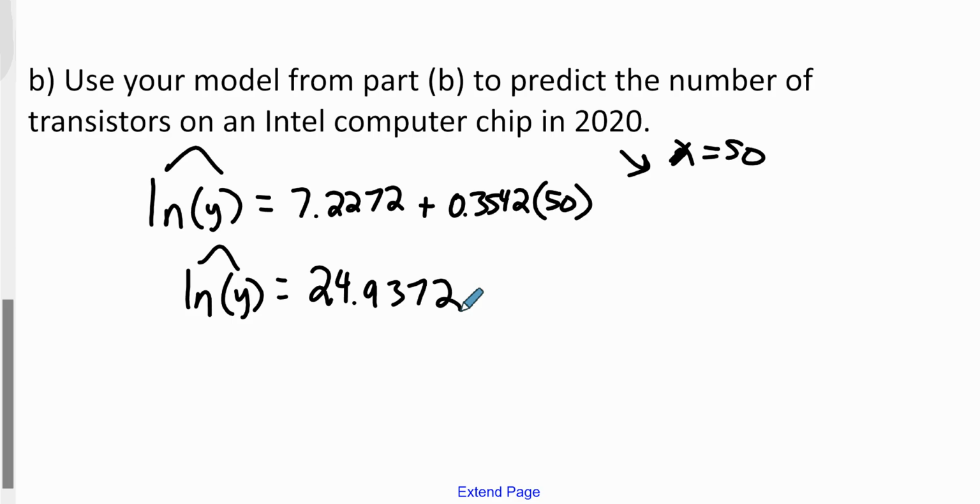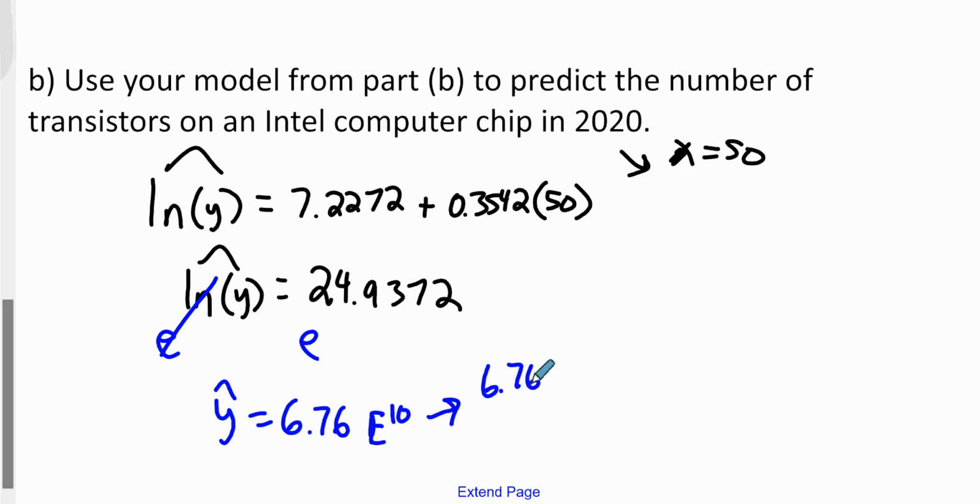So how do we figure out the y? This is where we have to use those rules. The base e will cancel out natural log, so I'm going to do base e on both sides, cancel out, I've got y hat. And all I have to do is use my calculator to figure out what e to the 24.9372 power is. And then I'm good to go. My calculator actually tells me it is 6.76 E10. You guys remember what that means? That is 6.76 times 10 to the 10th power. It's a really big number.